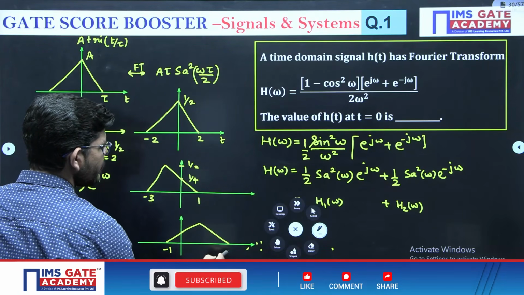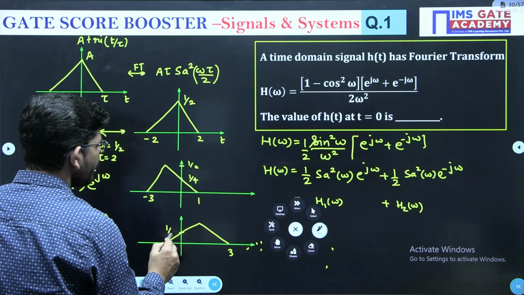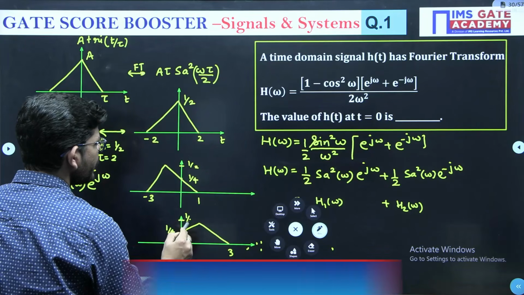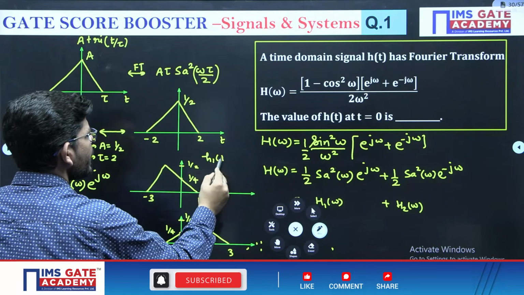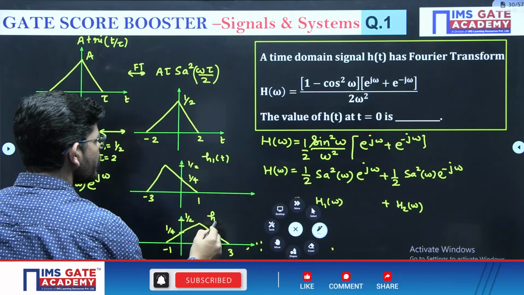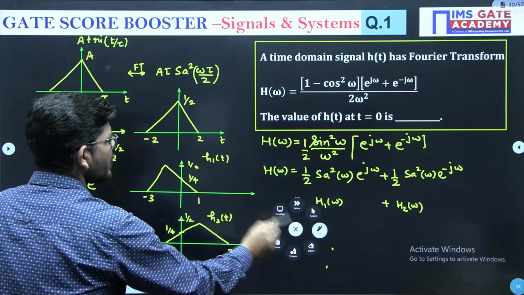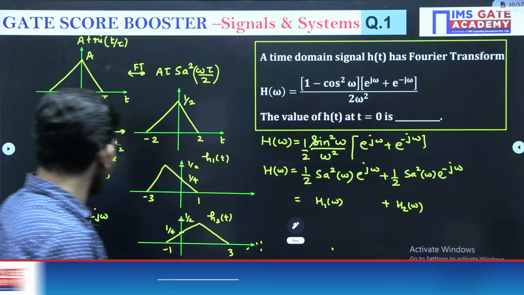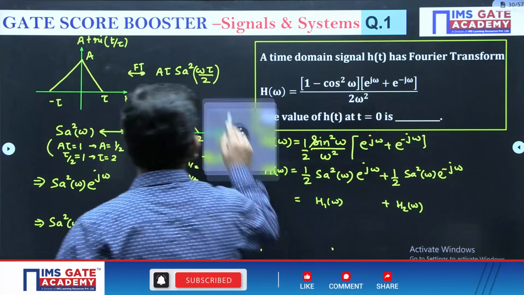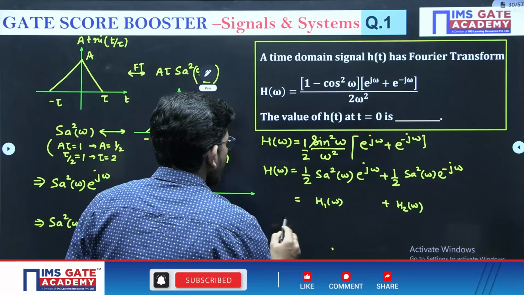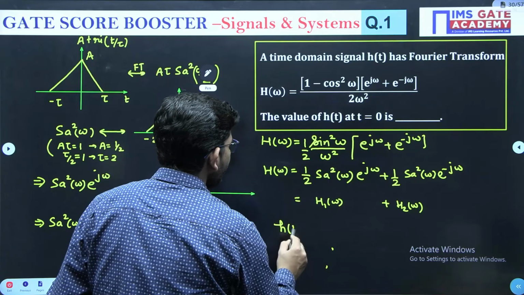Right, this is -1, this is 3, this value will be 1 by 4, and this value is 1 by 2. Correct? So this is your H1(t) and this is going to be your H2(t). Correct? This is your H1(t), this is your H2(t). Now what we have to find is, see, what will be H(t) here?